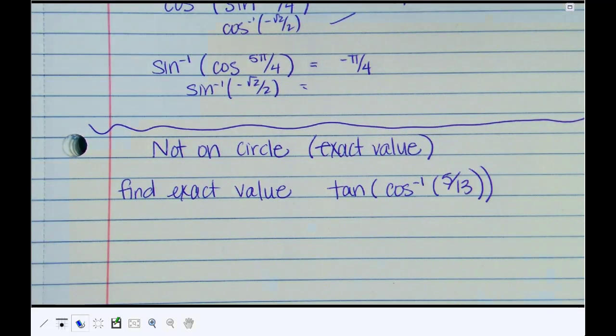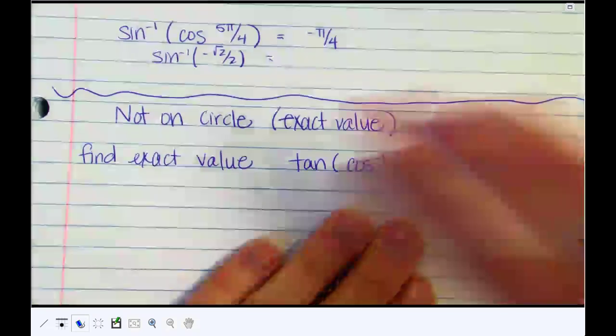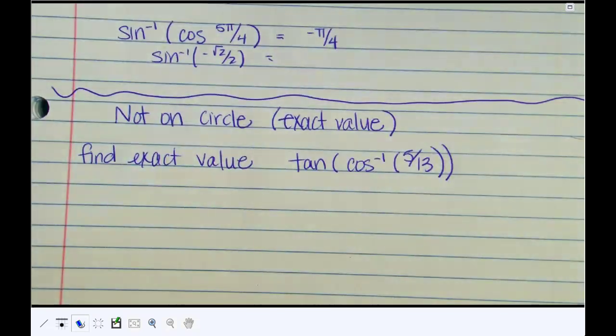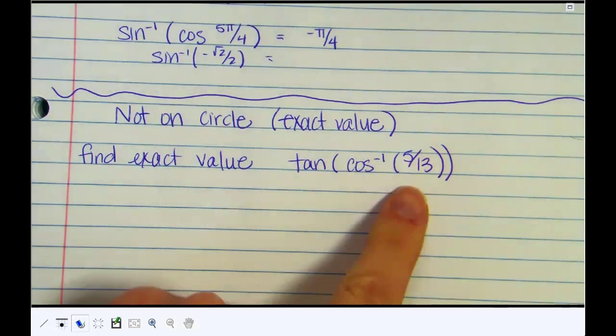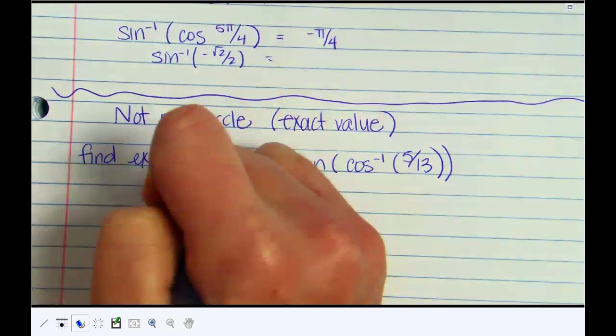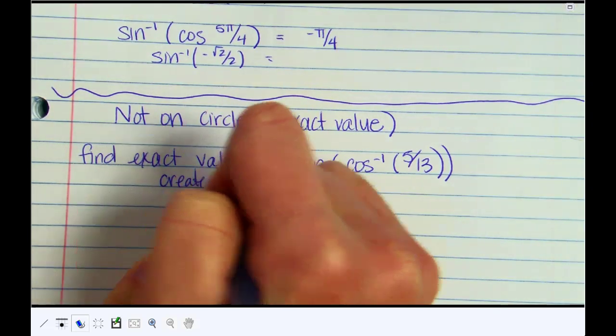Okay, so 5 over 13, not on the circle anywhere. So what you do with this, if it's an exact value question and it's not in the circle, you create a triangle. We've done these questions, they've just been worded differently. So that's the strategy. You're going to create a triangle.